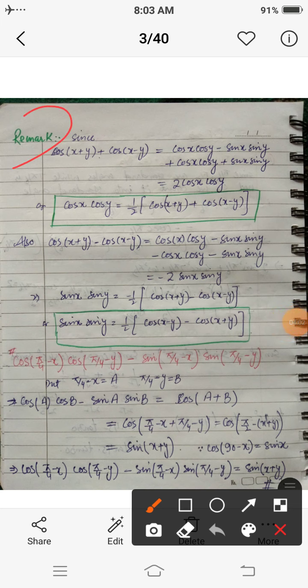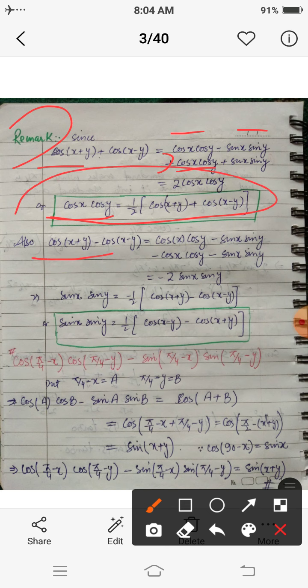Now here we have an important remark. Since we know that cos(x + y) is cos x cos y − sin x sin y, plus cos(x − y), which is cos x cos y + sin x sin y, cancelling these two terms it is simply 2 cos x cos y. So cos x cos y equals 1/2 [cos(x + y) + cos(x − y)].